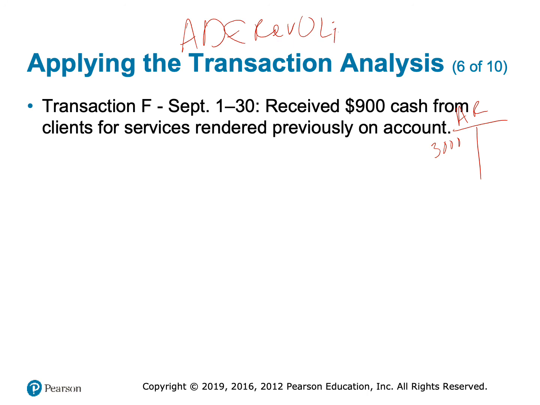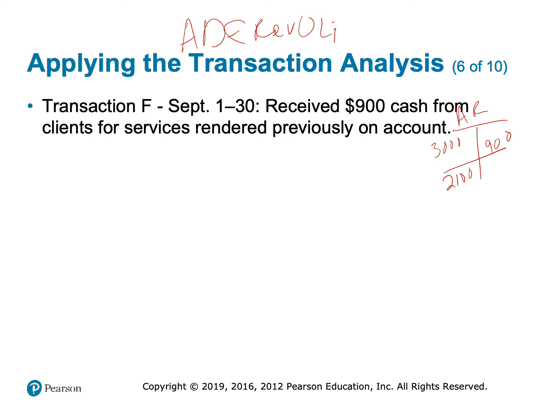I want to reduce the asset. I want to credit accounts receivable to show, hey, the customer owes me less money now. So when I credit accounts receivable up here, it's going to show, oh, look, the customer only owes me $2,100 now. I've reduced the amount of money that I'm expecting to receive in the future.